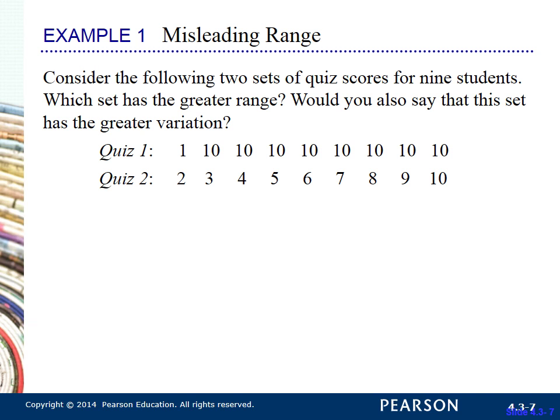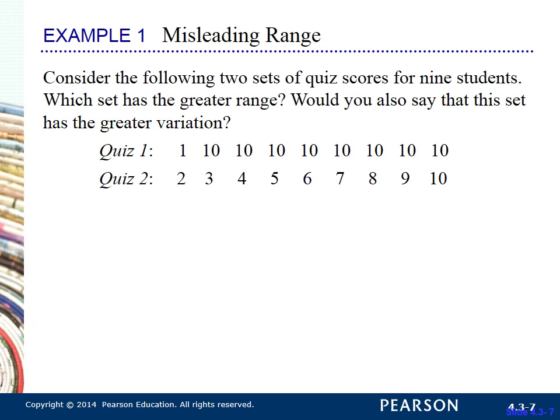All right, so now this can be misleading, so let's take a look at the 2 sets of quiz scores for these 9 students. Which set has the greater range? And would you also say this set has the greater variation? All right, so let's take a look at this. My range is my max minus my min. So for quiz 1, it would just be 10 minus 1, or a range of 9. For my quiz 2, it would be 10 minus 2 for a range of 8.